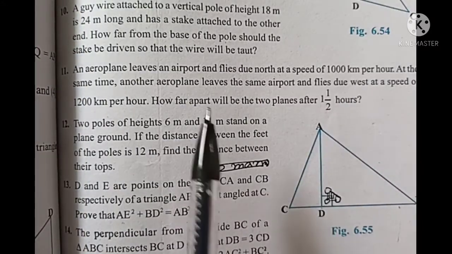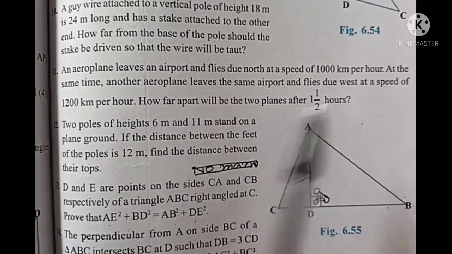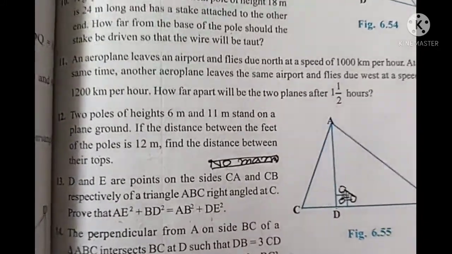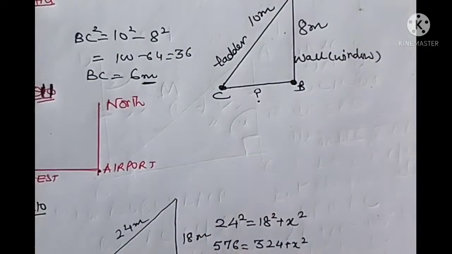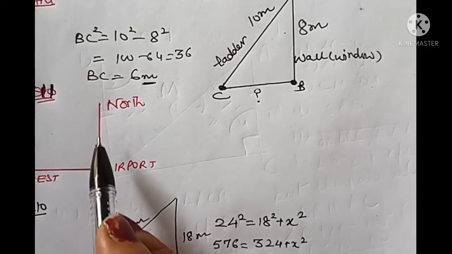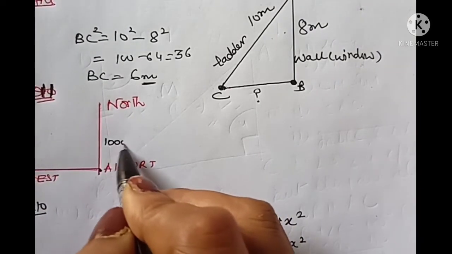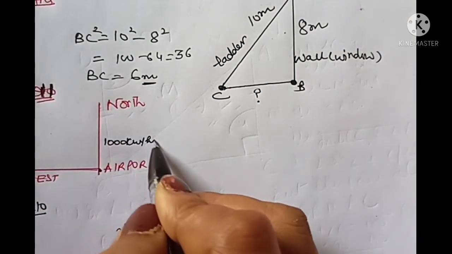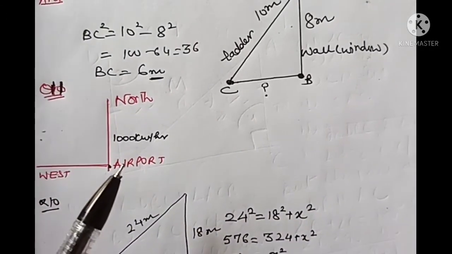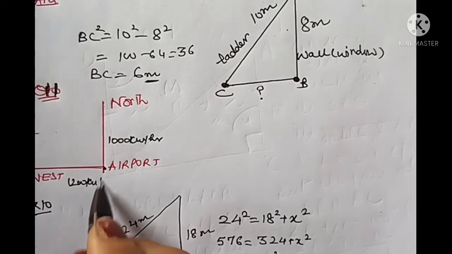Question number 11 says an aeroplane leaving an airport flies due north at 1000 km per hour. And at the same time another aeroplane leaves and flies due west at a speed of 1200 km per hour. How far they will be after 1.5 hours? So let's see the diagram. First plane leaves the airport and flies due north at the speed of 1000 km per hour. Now this is the speed of 1000 km per hour. And at the same time another aeroplane goes due west at the speed of 1200 km per hour.